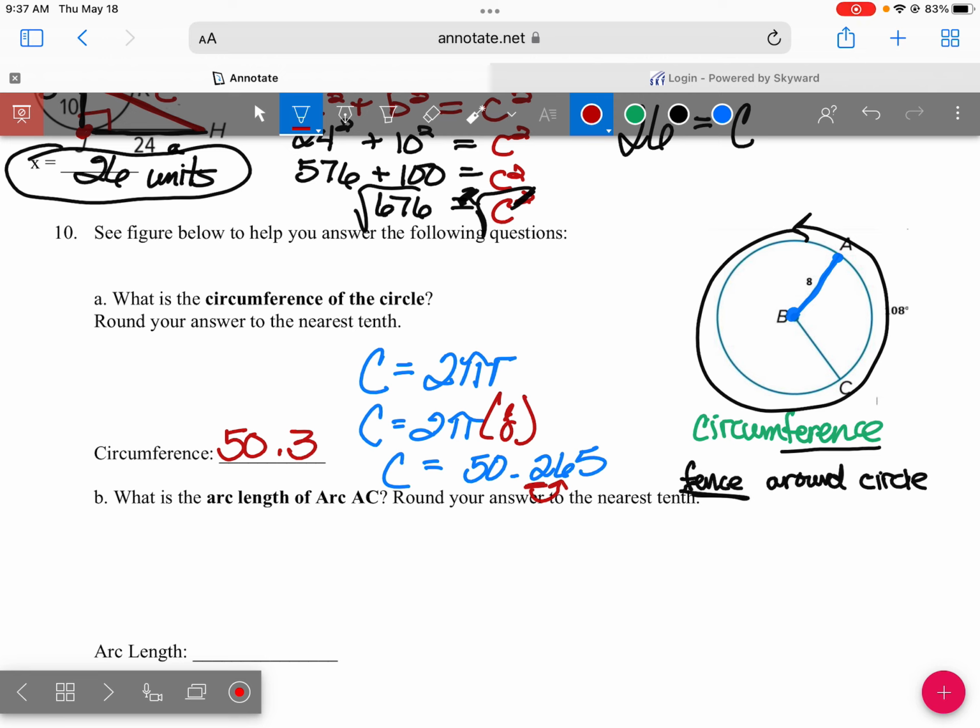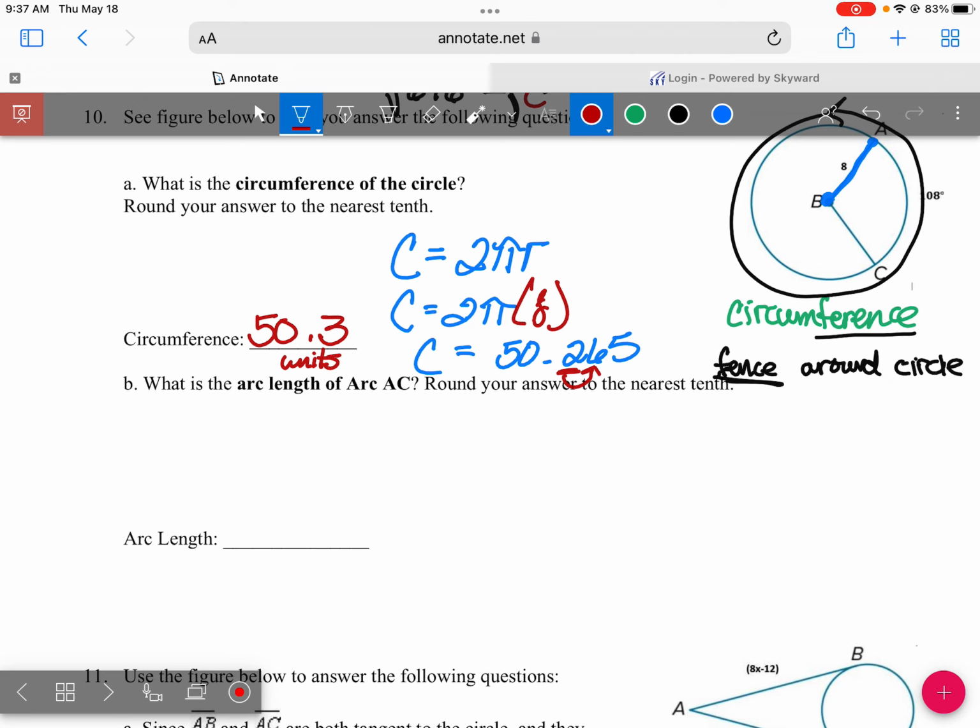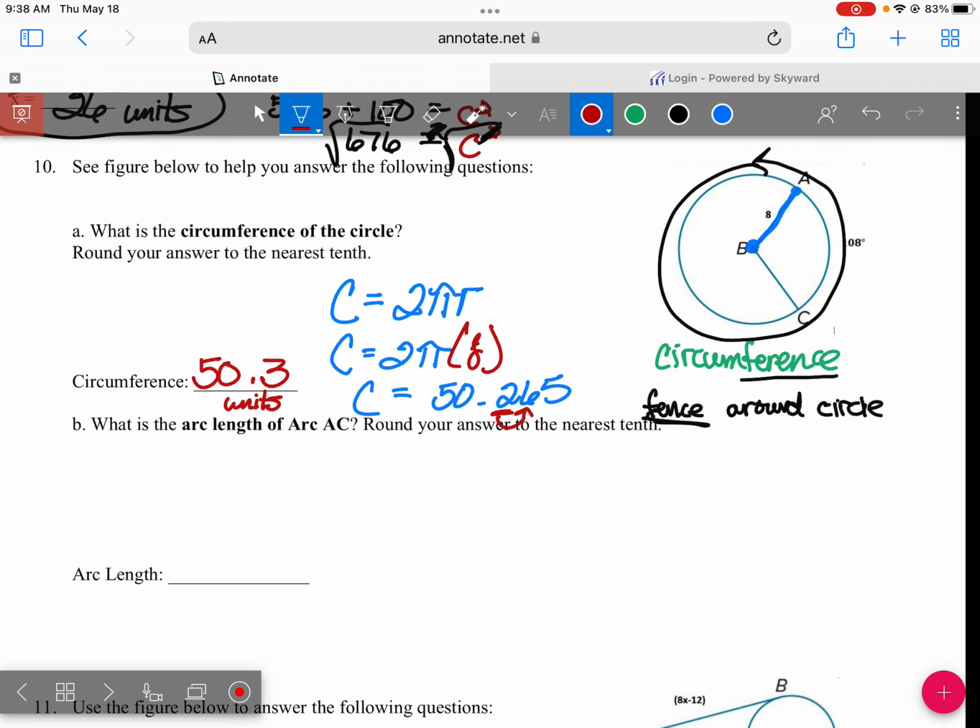They don't give us units, but since it's circumference, it's just units to the first power. It's not squared because it's not area. It's not cubed because it's not volume. So 50.3 units. Letter B, what is the arc length of arc AC?